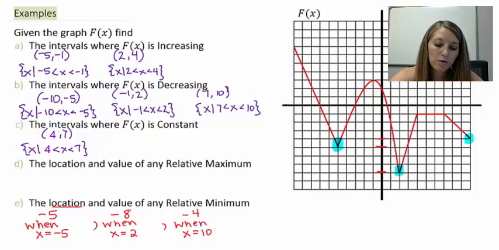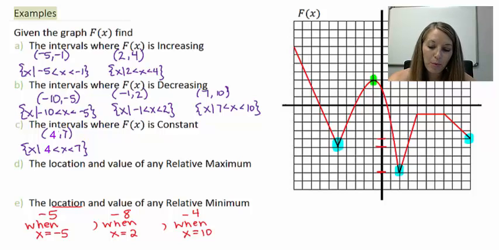Okay, let's move to high points. We definitely see there is a high point here on the graph. That high point gives me the y value of 3, and the location of that is when x is equal to negative 1.